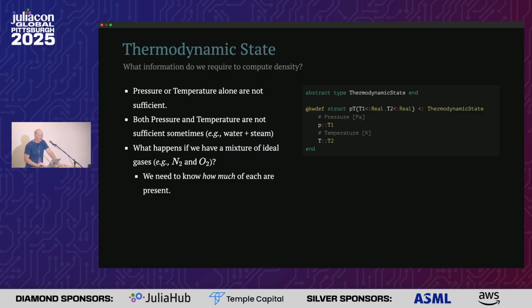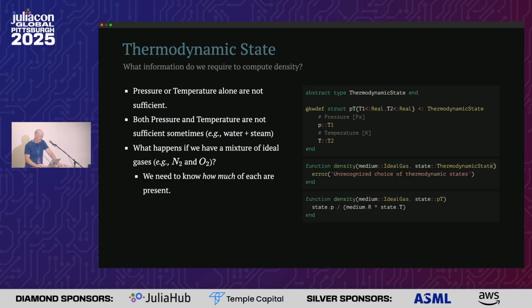So here's a little bit of Julia code to kind of show some of this. The first one is we could define this notion of a thermodynamic state, and we could define one particular thermodynamic state as one that involves pressure and temperature. This works if you don't have any phase changes, so that's the thermodynamic state you'd use in that case. And then this is how we would write it.